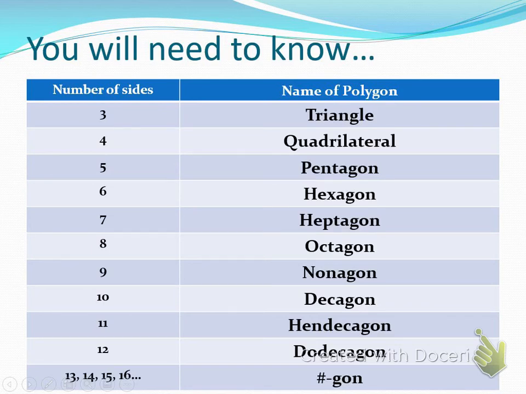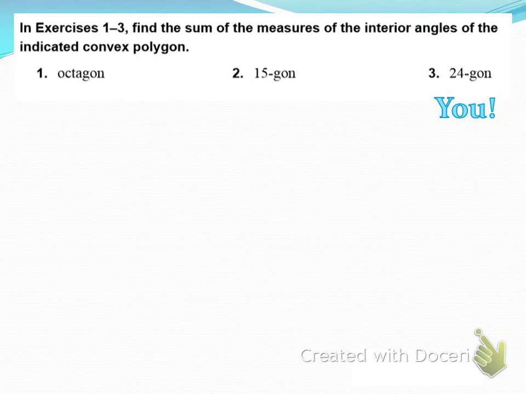You're only required through 12, but if you knew 13 and above, you get bonus points on your quiz. So if you had a question that ended up with 15-gon as the polygon, any of the teens end in decagon, you just need to know the prefix. So that's why 12 is dodecagon.